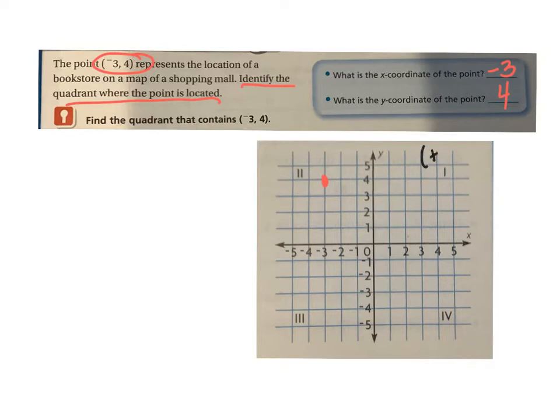My quadrant 1s are always positive positives. My quadrant 2s are negative on the x, positive on the y. My quadrant 3s are negative on the x, negative on the y. And my quadrant 4s are always positives on the x and negatives on the y.